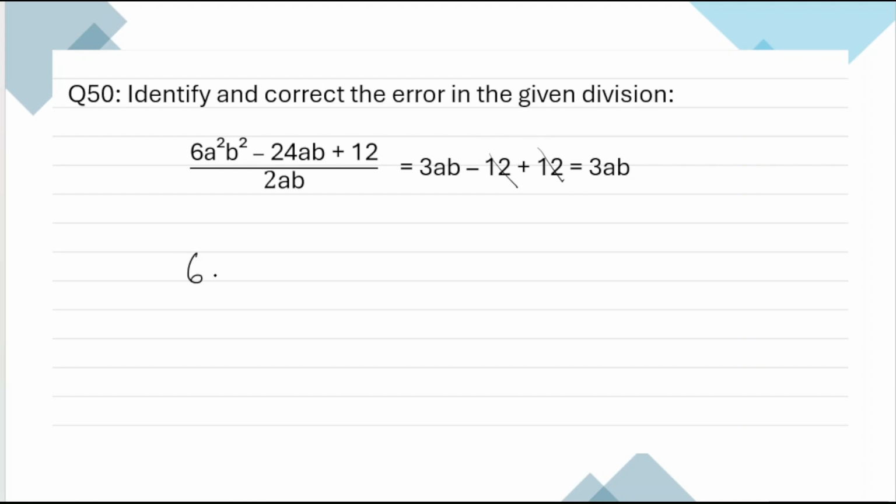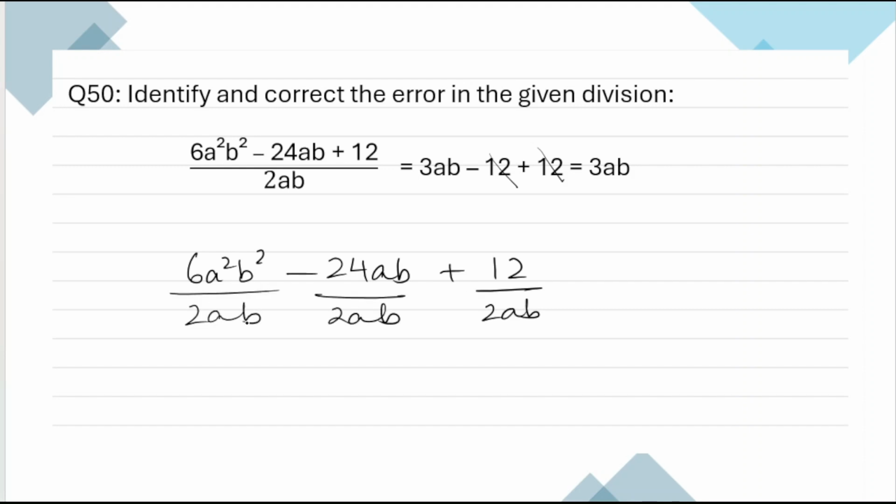Let's do it. So 6a square b square minus 24ab plus 12. Let's divide everything with 2ab. All right. So 6 divided by 2, 3. This is 1, this is 1. A square divided by a, b square divided by b, b. So this is our correct term. Minus 24 divided by 2 is 12. So ab gone. So minus 12. This is also correct. Plus.